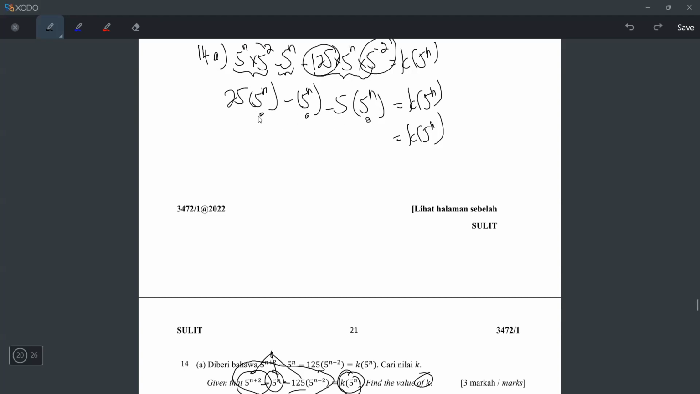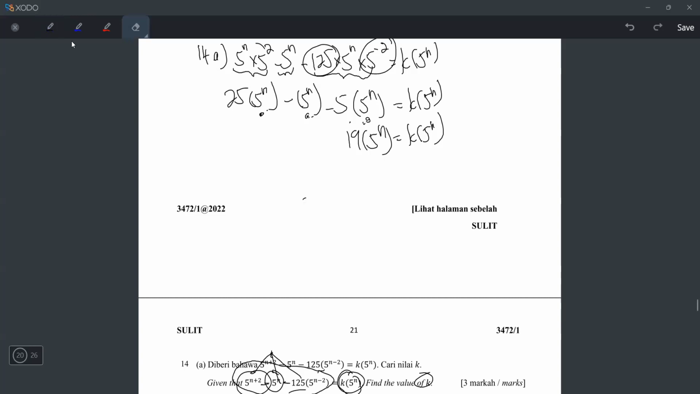Now look at all the bungkus. Now look at this tiga ketol. They have a similarity. Yang awak bungkus tu semua 5 power n, so they all look the same. So I can temporarily change it to a. It means 25a minus 1a minus 5a. What is 25a minus 1a? 24a. 24a minus 5a is 19a. But don't write 19a, write 19 5 power n.